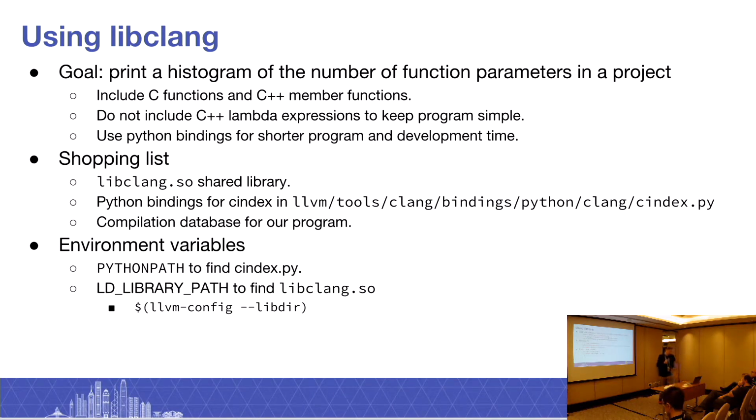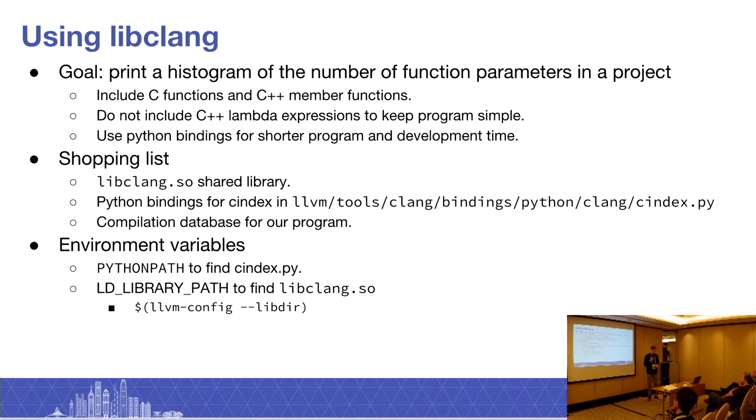So what I thought for my particular example here, I wanted to print out a histogram or bar chart of the number of function parameters in a project. So I wanted to know, on average, am I using a very small number of function parameters in my functions? Am I using a very large amount?